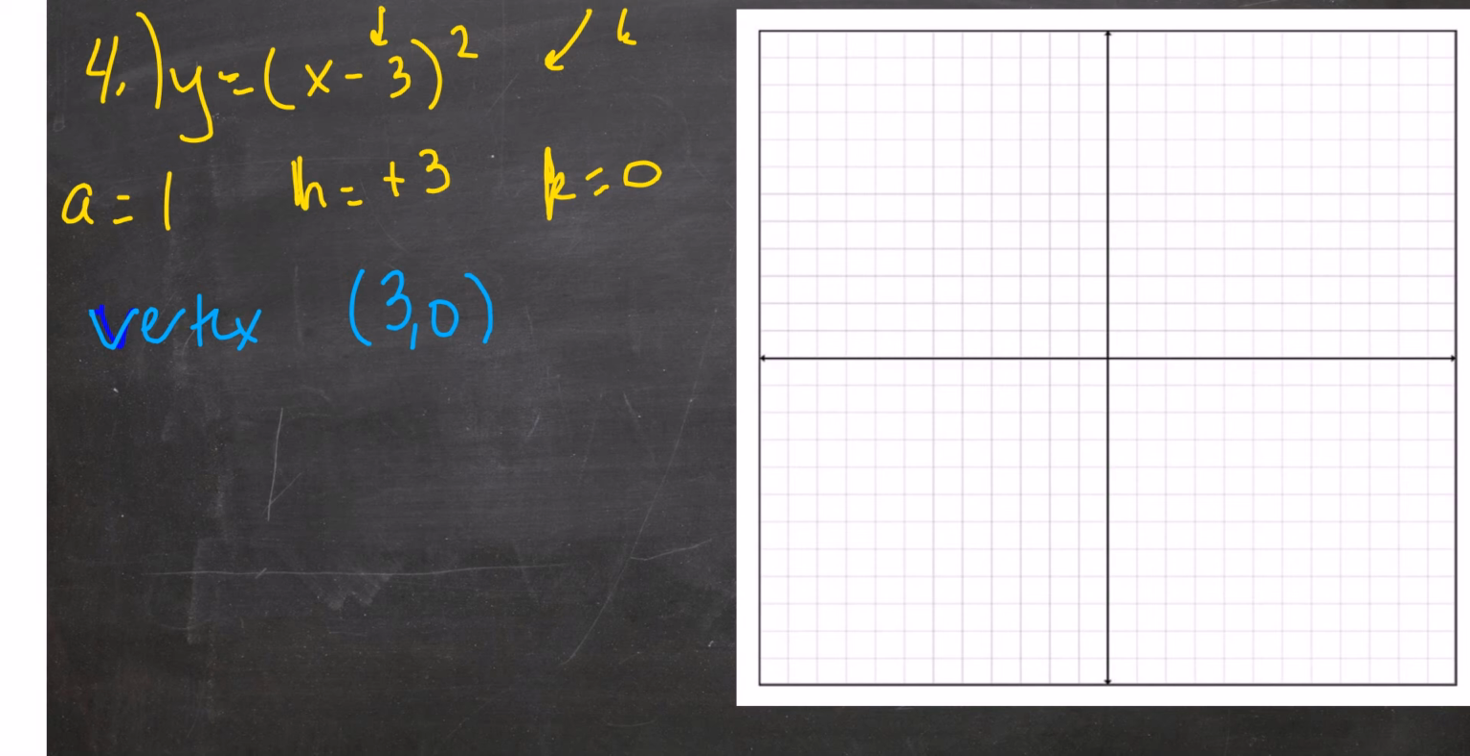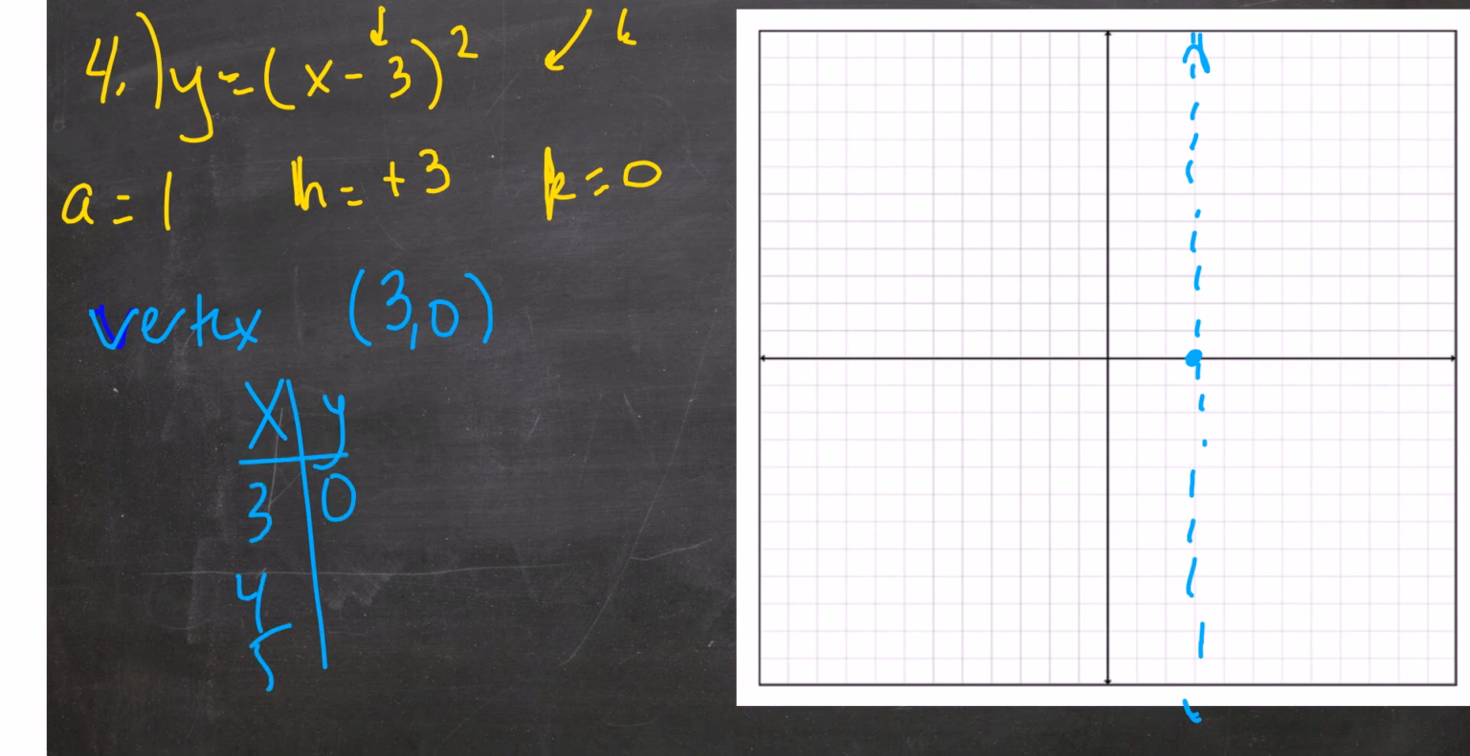So I'm going to go over 3, put a dot. My dotted line, that's called the axis of symmetry. I'm going to need that. I'm going to make an XY chart. I'm going to put 3, 4, 5. I get 0. If I want to check my work, I plug in 3 just to make sure that should be 0. And that'll keep you from making a mistake if you forget to change the sign of H.